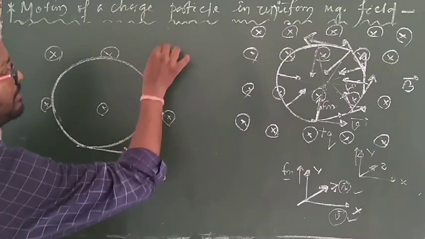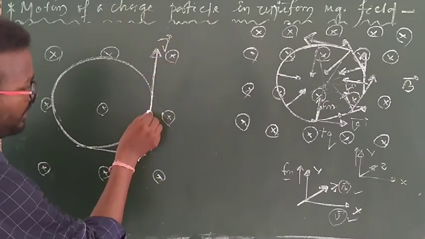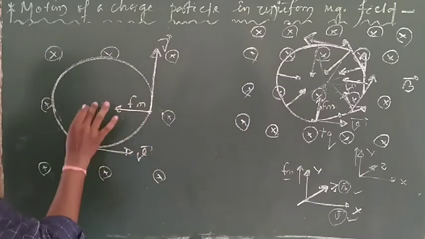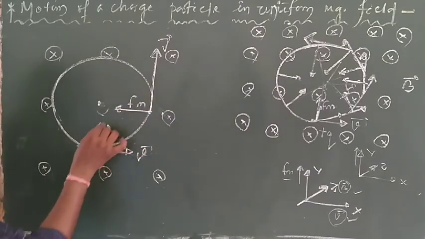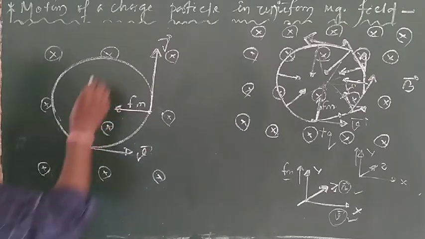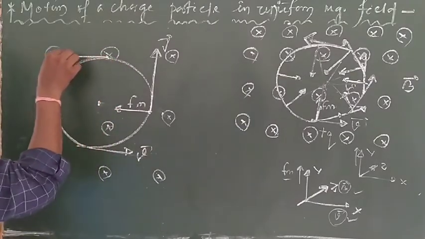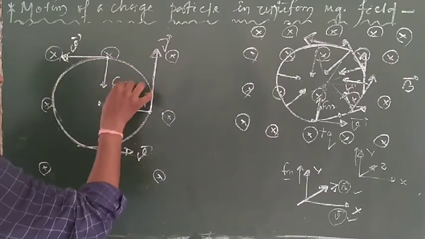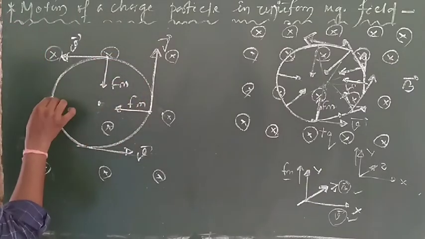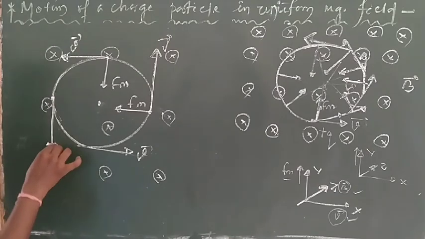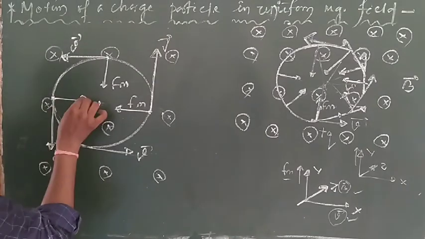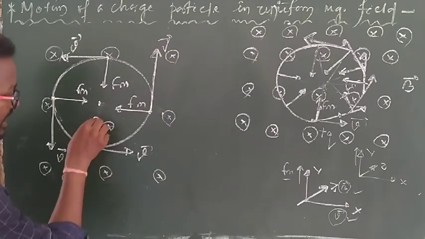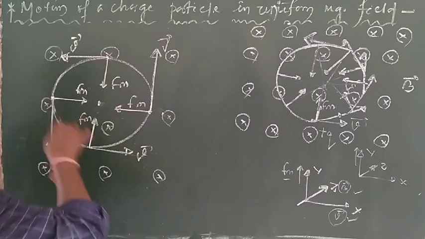This is the direction of velocity at this point. This is also the direction of velocity of the charged particle, but at this point this is the direction of magnetic force which is towards the center. And this is the center point. The cross indicates magnetic field. If we choose this point, this is the direction of magnetic field and here this is the direction of magnetic force. Similarly at this point, this is the direction of velocity of the charged particle and this is the direction of magnetic force. So these are the directions of magnetic force, and these are the directions of velocity.